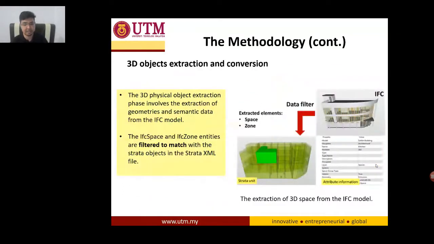So next is the 3D object extraction and conversion. Here, the process of 3D object extraction involves the extraction of geometric semantic data from the IFC model. So the IFC space, IFC zone entities are filtered to match with the strata object in the strata XML file. So the figure here shows the original IFC model.